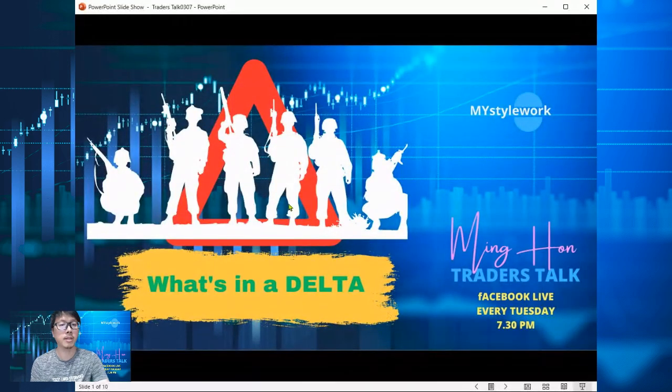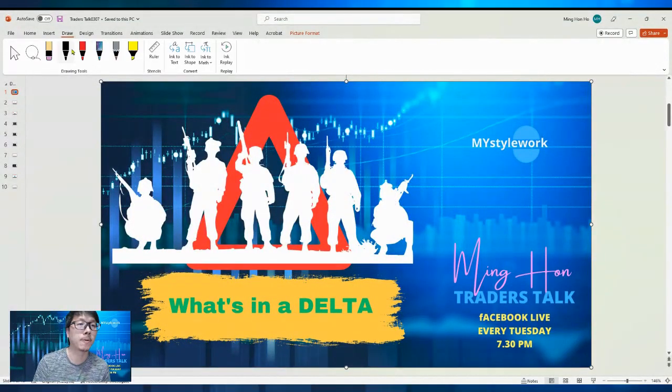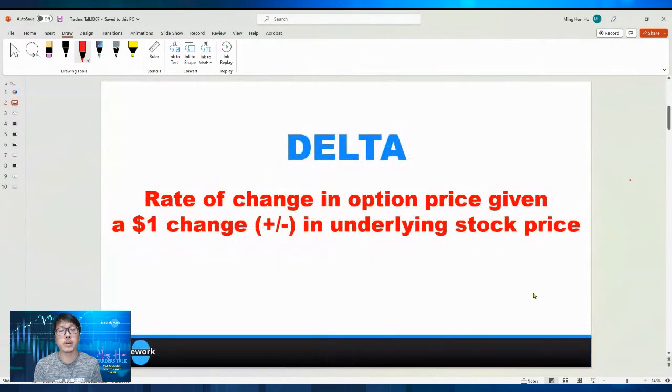Okay, so I will need to write something here. So what is delta? What is the meaning? Most people could just get this off Google. Basically, delta is the rate of change in option price given a $1 change in the underlying stock price. For example, a $1 change in, say, Apple price, AAPL.